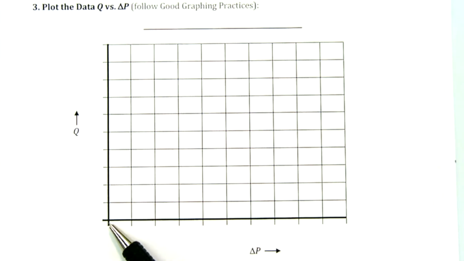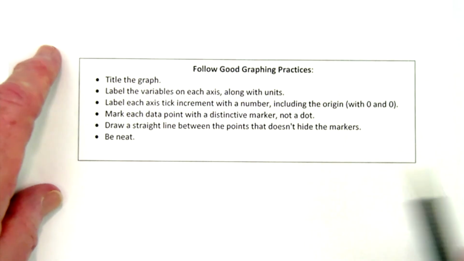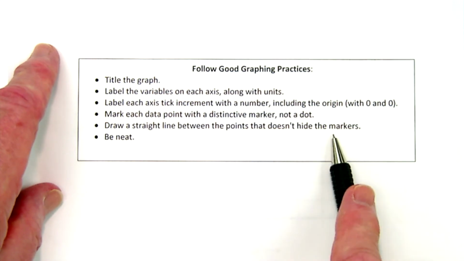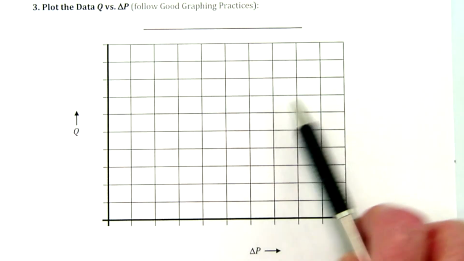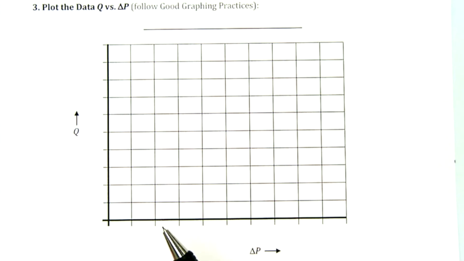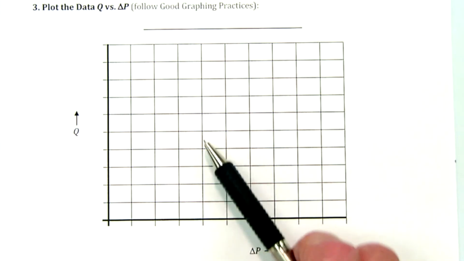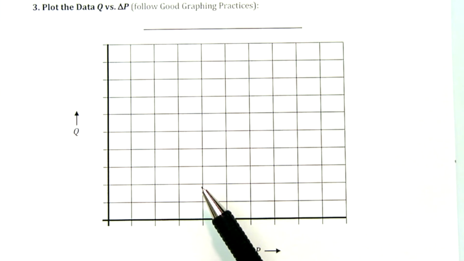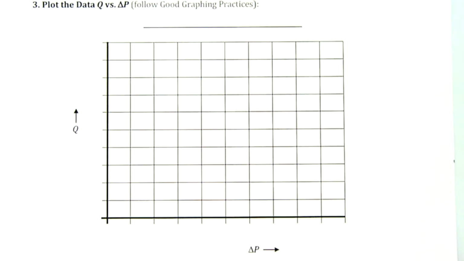And then notice that the origin also can be considered a third data point, because we know that if we have 0 pressure, we'll have 0 flow. So that becomes our third data point. Put a marker on it. And then draw a straight line between the points that doesn't hide the markers. We're going to draw a straight line between those 3 points. And if it were a dot, that line might hide the marker, the dot. And so we wouldn't know where the data point is. That's why we don't use dots for markers. And of course, be neat in everything you do today.